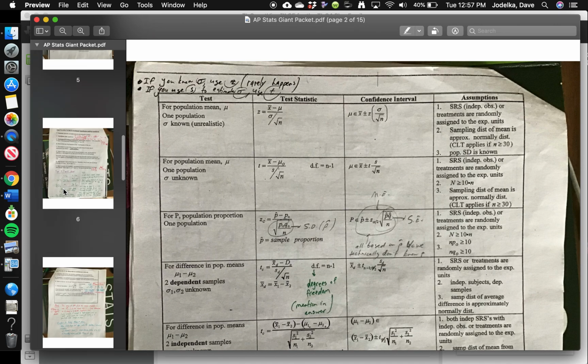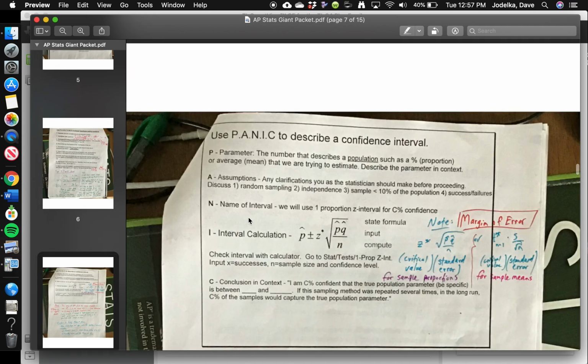Now back to this page here with PANIC. You're going to be told what you're looking at. You're going to know if it's, let's say, a 1 proportion z interval because you're talking about proportions. You'll know if it's 2 samples or 2 proportions, and you'll know if it's talking about means or not. So this is where you would just say, I'm going to use a 1 or 2 proportion z interval or 1 or 2 mean t interval with this much confidence.